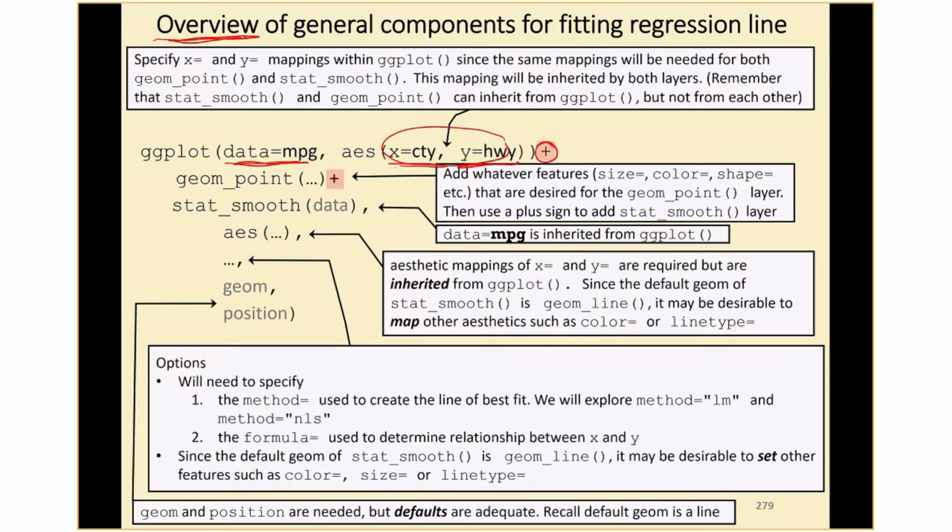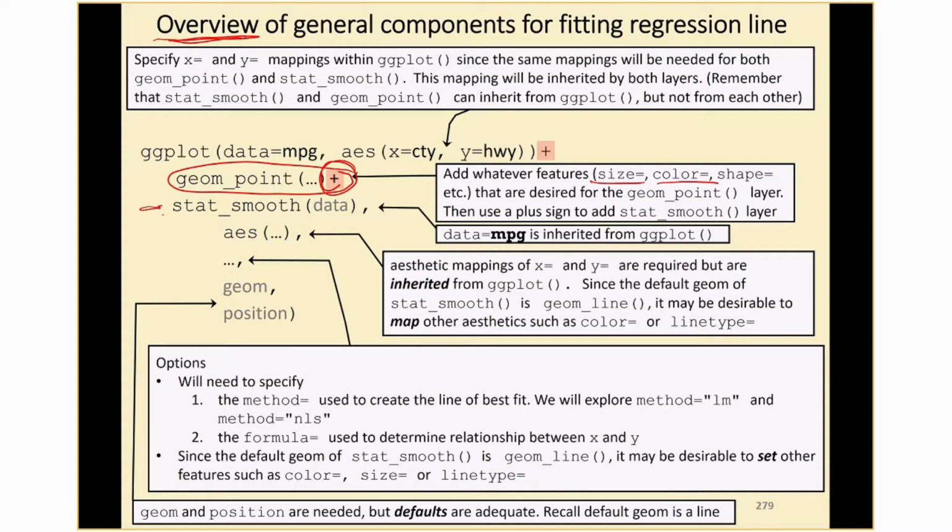Well, the reason is that irrespective of whether it's the scatter plot or the line of best fit, both of those things need to know what the X and the Y variables are. So I'm going to save myself some typing by putting it up here, and it's going to be inherited both by my scatter plot produced by geom point and by the line of best fit produced by stat smooth. And then I'm going to add as a layer geom point, and I can put whatever sort of features, the size, the color, whatever, specified within that geom point, whatever I want.